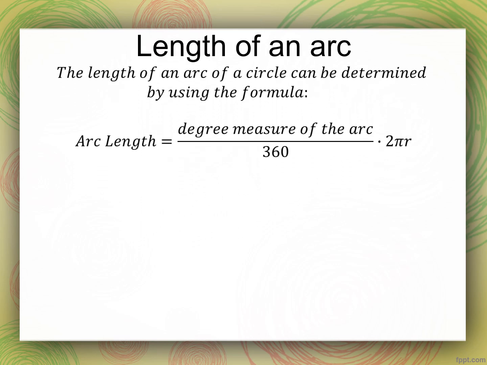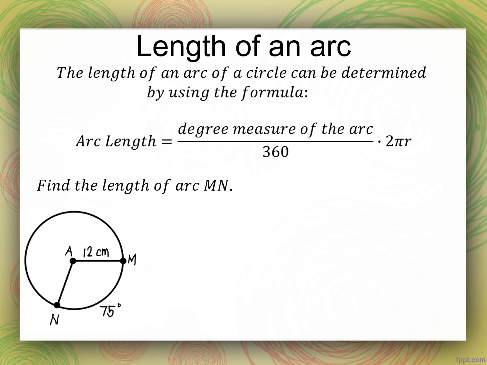The length of an arc of a circle can be determined by using the formula: arc length is equal to the degree measure of the arc all over 360 times 2 pi r. So let us have an example. Find the length of arc MN. Take a look at the given figure. Here we have circle A with radius 12 centimeters and a degree measure for arc MN of 75 degrees. So let us follow the given formula for arc length.